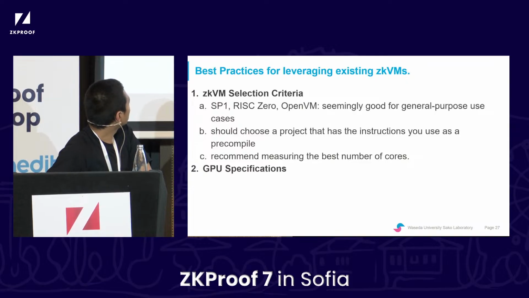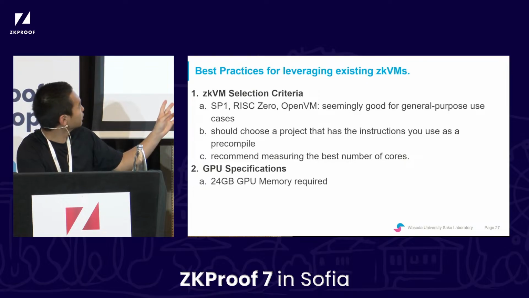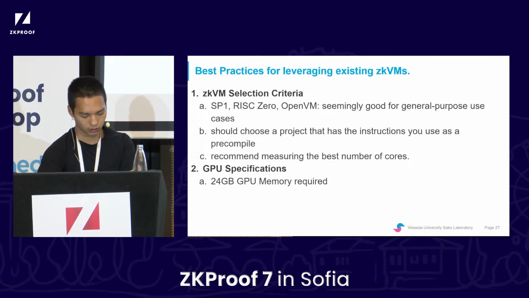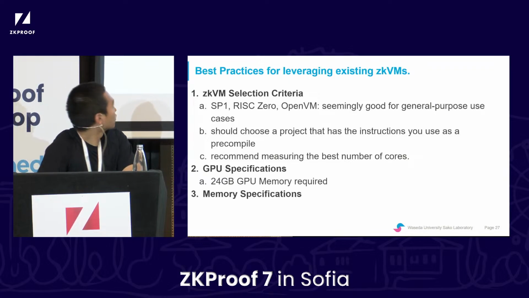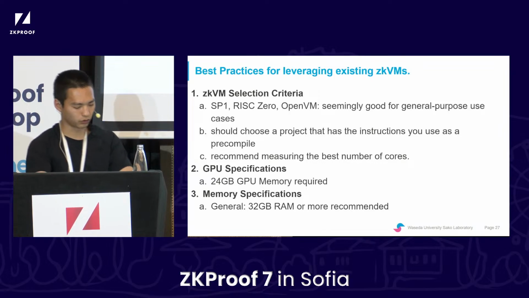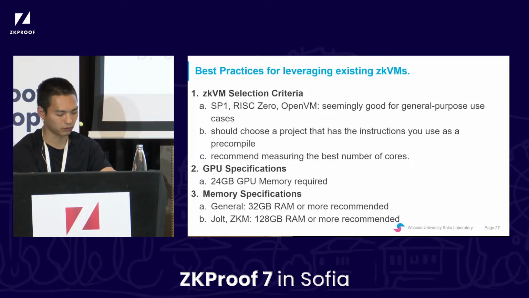And for GPU specifications, 24 gigabytes of GPU memory is required for running SP1 and RISC Zero. And for memory specifications, at least 32 gigabytes of RAM is recommended for general purposes, and using Jolt and some zkVMs may require 120 gigabytes of RAM or more in some cases.